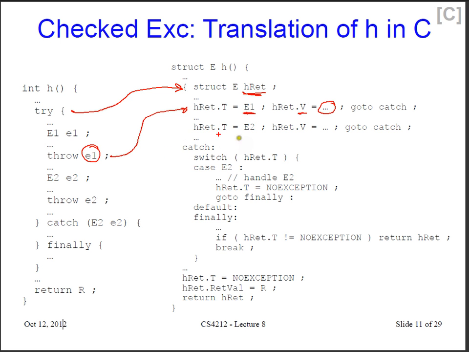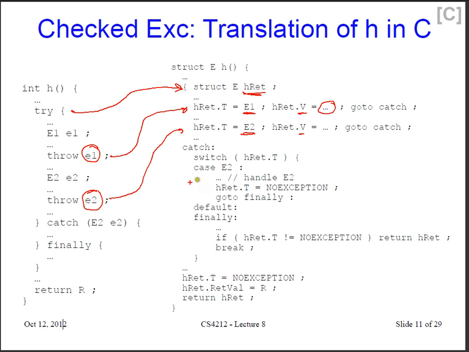And the same with this exception. If we're throwing E2, we have to set the type of HRET to reflect the type of E2. We have to set the value to reflect the contents of E2, and again we can go to catch. So now in catch we dispatch on type as we did previously.